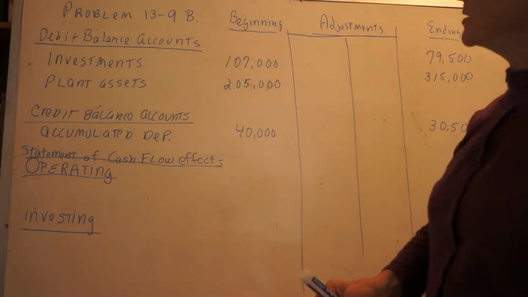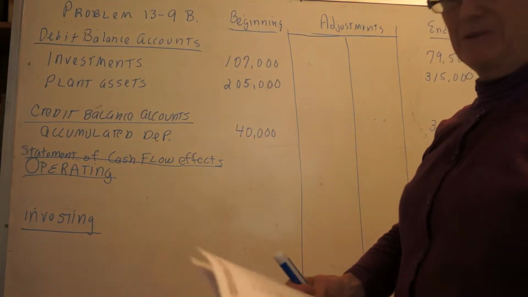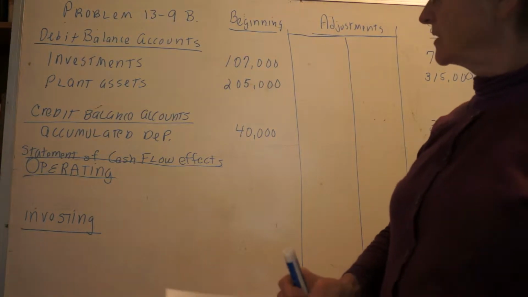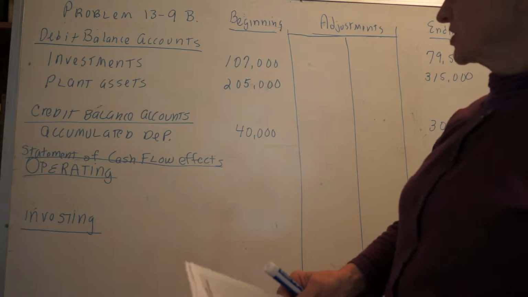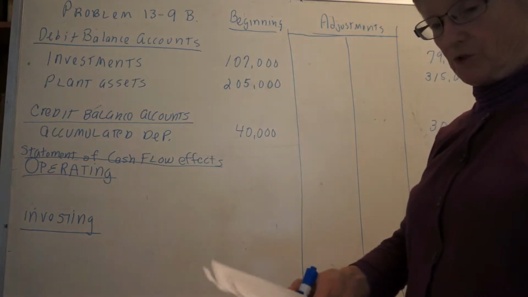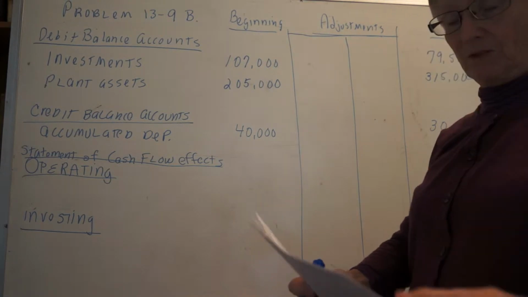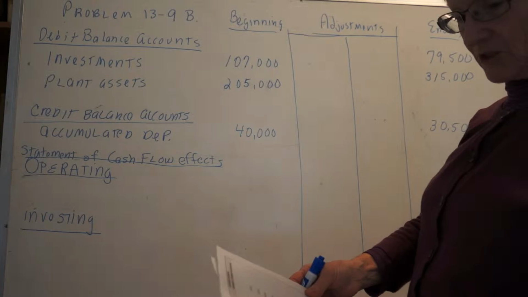This is problem 13.9b, and I'm going to assume at this point that you can do the operating section okay. I'm going to focus on the investing section, which in this case involves investments in stocks and bonds, so it would be investments and plant assets.